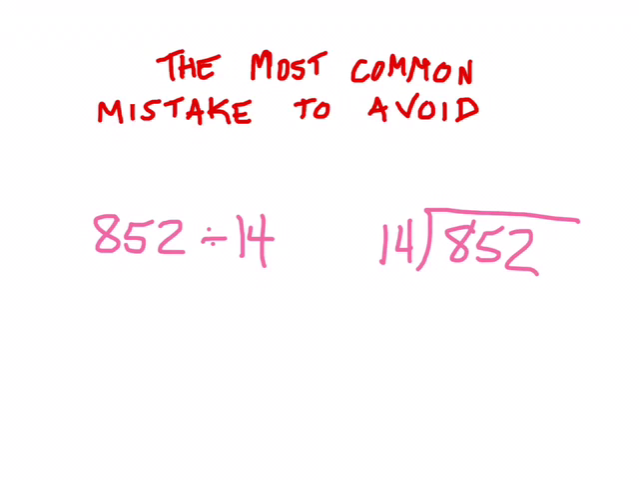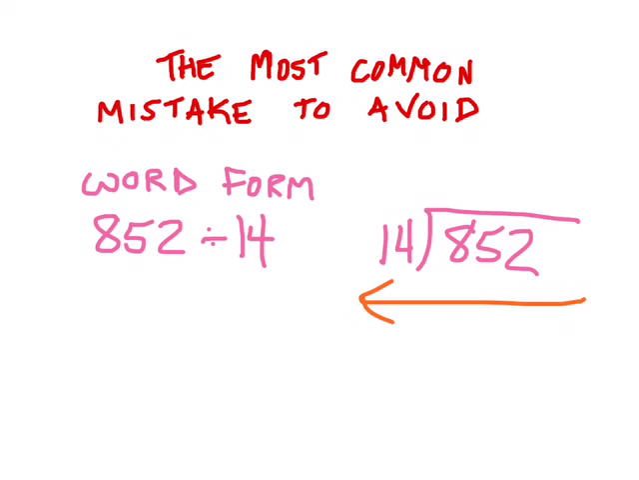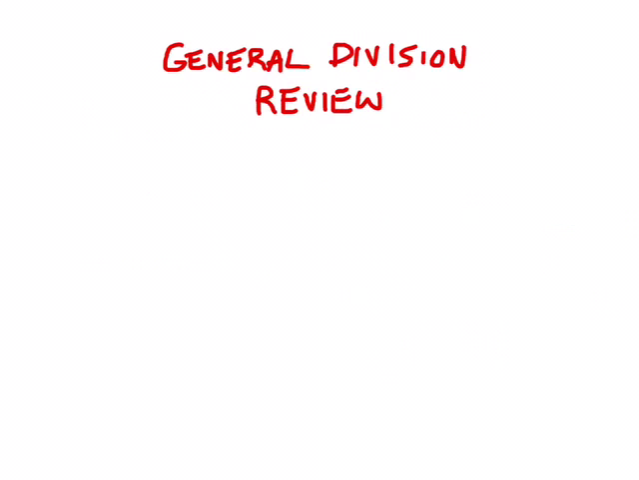So this is the same problem, 852 divided by 14. And you're going to notice that in word form, the way I say it is actually backwards from the way that it's written. So when I say 852 divided by 14, I set it up backwards with the 14 first and the 852 second. 852 divided by 14. So make sure when you're setting these things up to start with, you remember that. Otherwise, you obviously won't get the correct answer.